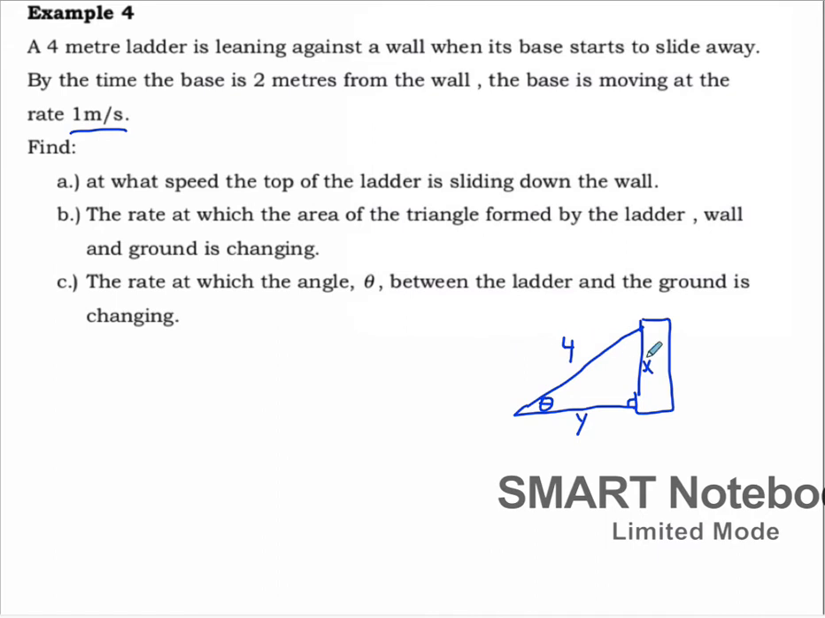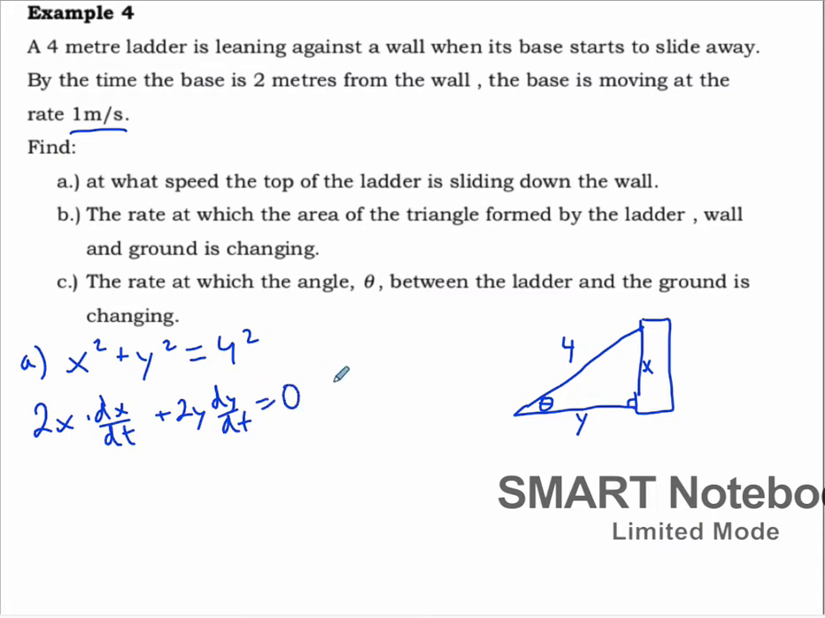Next we need an equation relating x and y, and one equation that comes to mind is just the Pythagorean theorem, right? So x squared plus y squared equals 4 squared, and then we can do implicit differentiation. We're differentiating with respect to time, always with related rates. So we have 2x dx/dt plus 2y dy/dt equals 0.